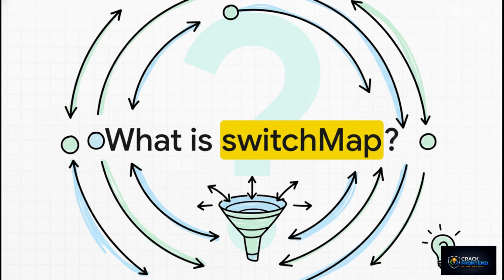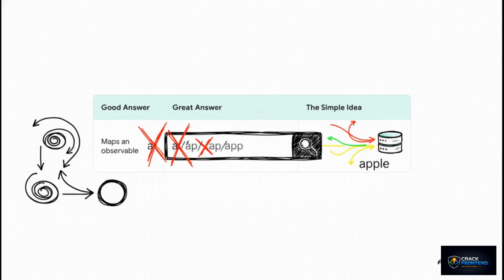So, what is switchMap? A good answer might say it maps a value to an inner observable, which, okay, is technically true, but the great answer explains its killer feature. It cancels previous pending requests. And you have to give the perfect use case. Think of a search bar, where a user is typing really fast. You don't want the search results for A, then app, then app. You only care about the results for their final word, Apple. switchMap is perfect for this because it automatically cancels the old, outdated API requests as new ones come flying in.